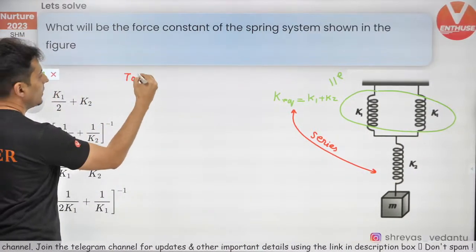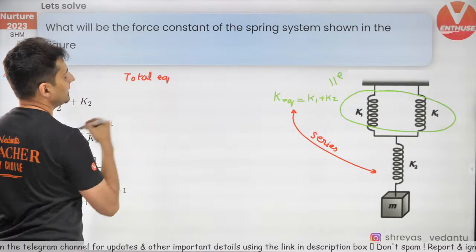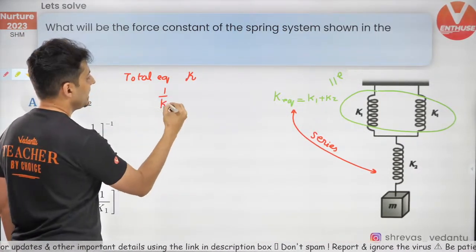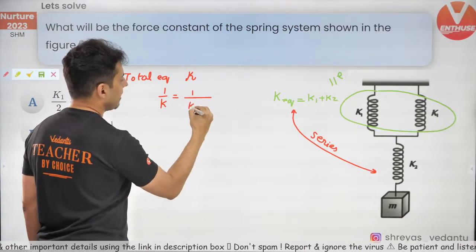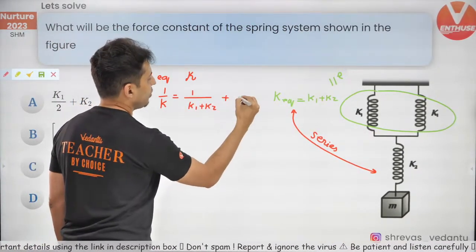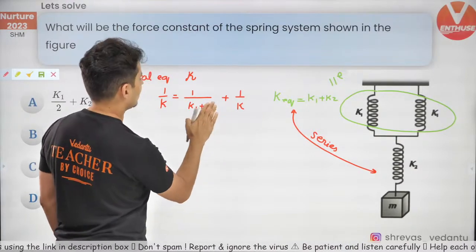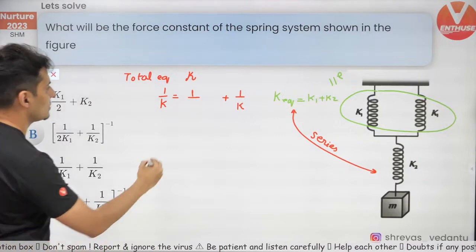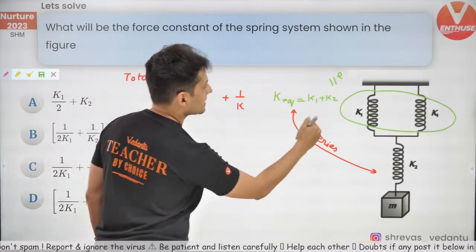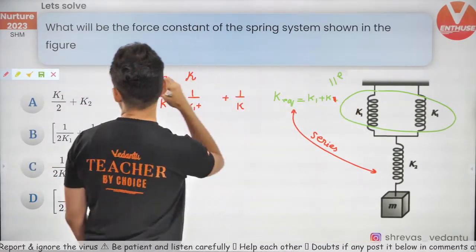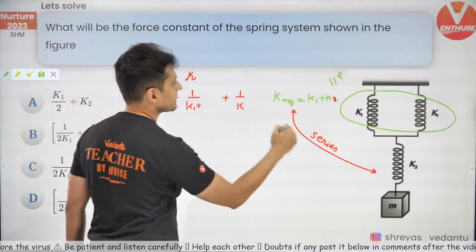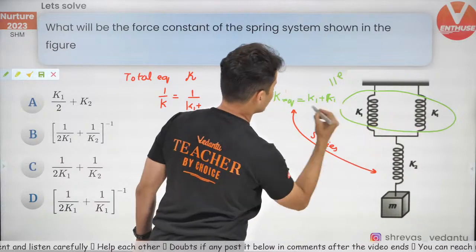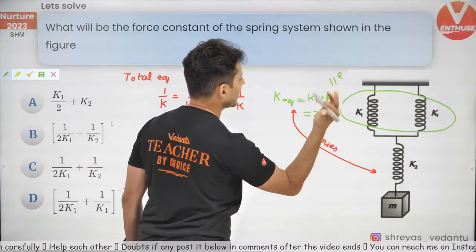So the total equivalent, let's say I call it K. How will I find that? 1 by K will be 1 by K1 plus 1 by K1. Sorry, this was not K1 plus K2, these both were K1s. So this was also K1. This is K1, this is K1. So actually speaking, then it will become 2K1.